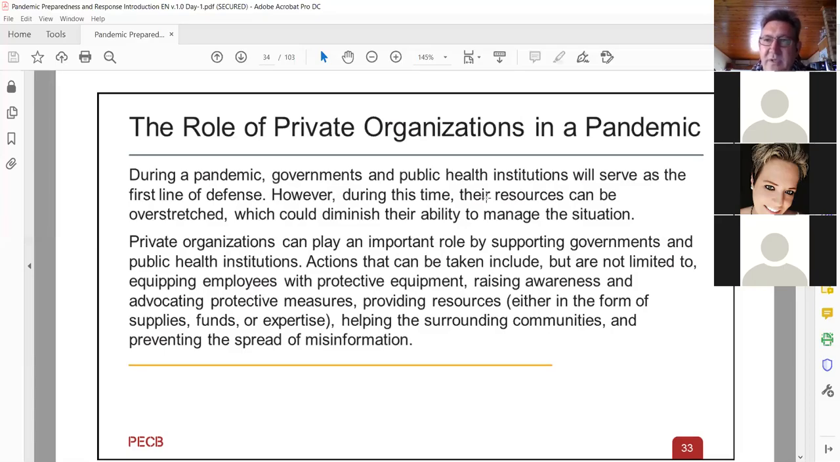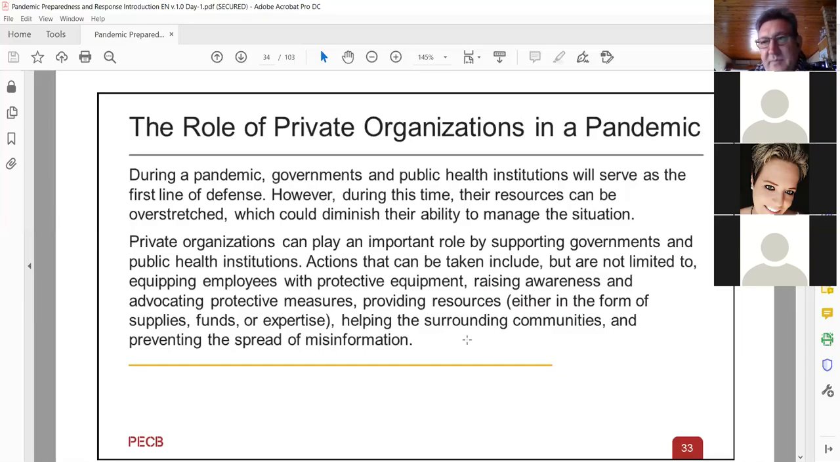And this is where we look at understanding the context of the organization. It is not only the external impact, it's also your subcontractors, your stakeholders, and everybody involved that we need to incorporate. However, during this time, the resources can be overstretched, which could diminish the ability to manage the situation. And this is why private organizations, nonprofits, etc., are so important. Private organizations can play an important role by supporting governments and public health institutions. Actions that can be taken include, but are not limited to, equipping employees with protective equipment, raising awareness and advocating protective measures, providing resources such as supplies, funds, or expertise, helping the surrounding communities and preventing the spread of misinformation.